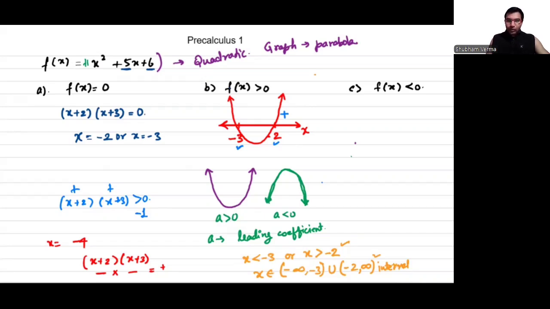Now, moving on to the C part, which says f of x is less than 0. When f of x is less than 0, come to this again. Isn't the function below the x-axis in between -3 and -2? So how do I write my answer? X greater than -3 and less than -2. Are you getting it? So how do I write it in terms of interval? X belongs to square brackets -3 and -2. Always the smallest on the left hand side and the bigger number on the right hand side. Is it clear? Perfect.